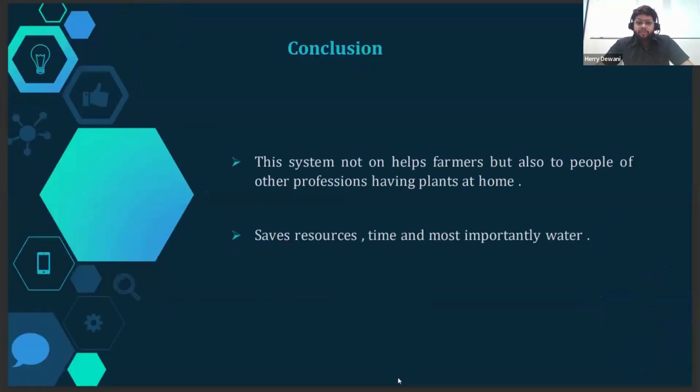Finally, we can conclude that this system not only helps the farmers, but also other professionals having plants at home. It saves resources, time, and most importantly, water.